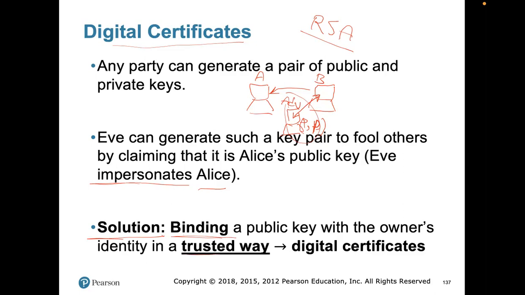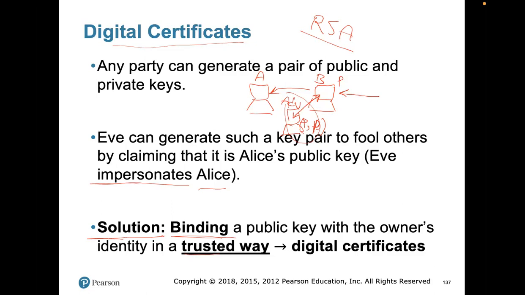What this means is that if anyone comes to Bob and says, "Okay, I'm someone and this is my public key, please, if you want to later communicate with me securely, use it," this is not how it should be. Bob doesn't accept public keys like this.